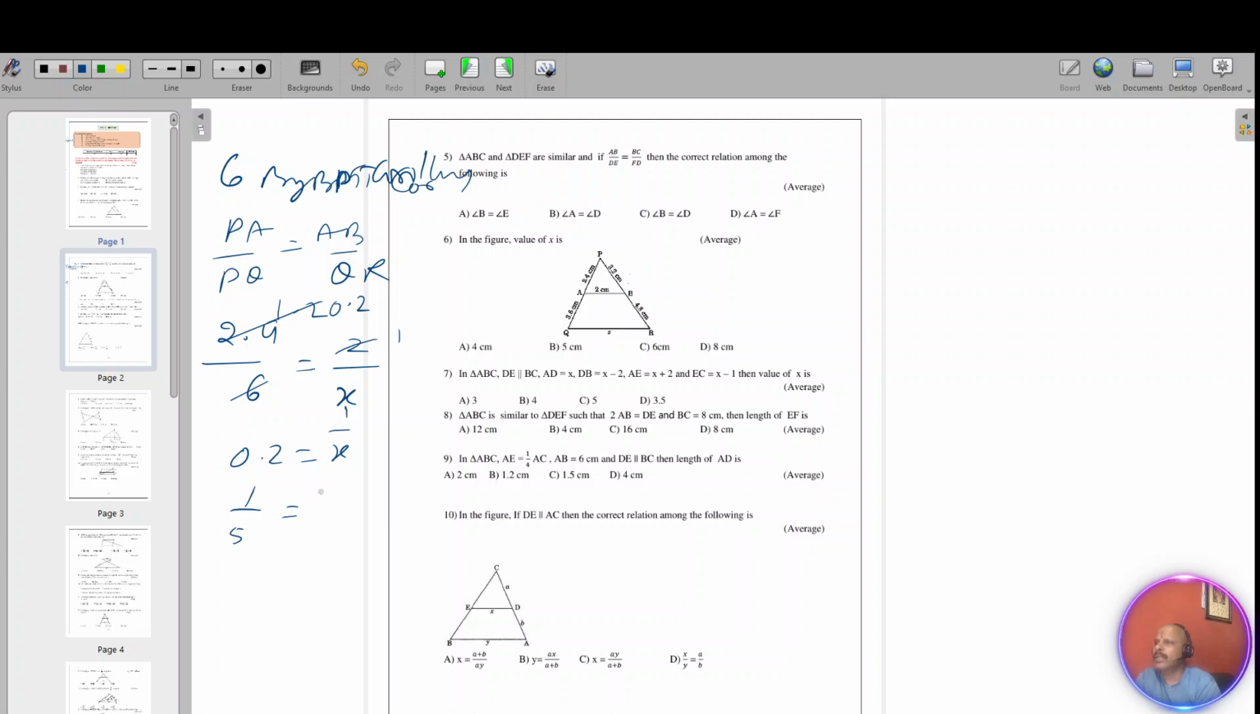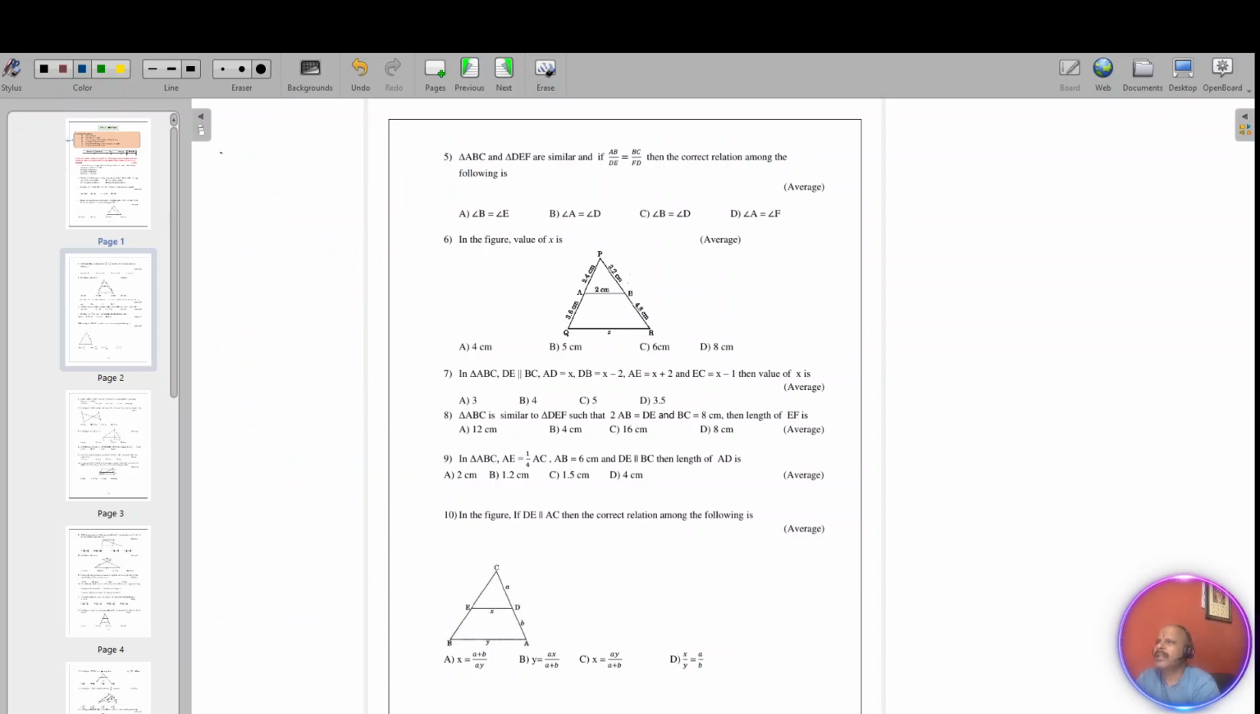1 by 5 is equal to 1 by X. Therefore X equals 5. Very important question. This is the seventh one. In the figure ABC, DE is parallel to BC. So draw the figure first please.